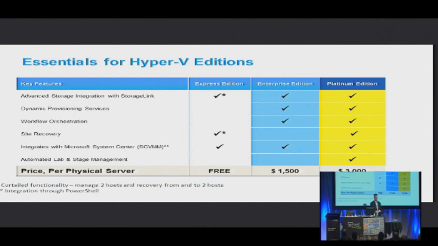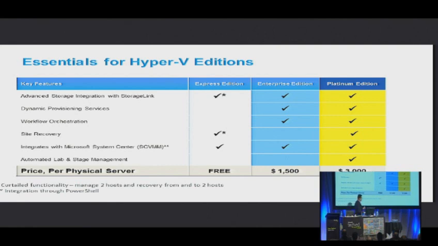So our recommendation with the Express version is to download it and test it and see if the solution from Microsoft and Citrix is the right fit for your environment. The reality is if you move into production, you're likely to be looking at either the Enterprise or the Platinum edition. And as you can make out there, the key difference: Enterprise, of course, gives you the majority of the functionality of Storage Link. It gives you provisioning server and lab and stage manager. Actually, my mistake there. Lab and stage manager is a Platinum feature. So the key things that are in Platinum that are not in Enterprise are lab and stage manager and site recovery, as Daniel's been talking about.